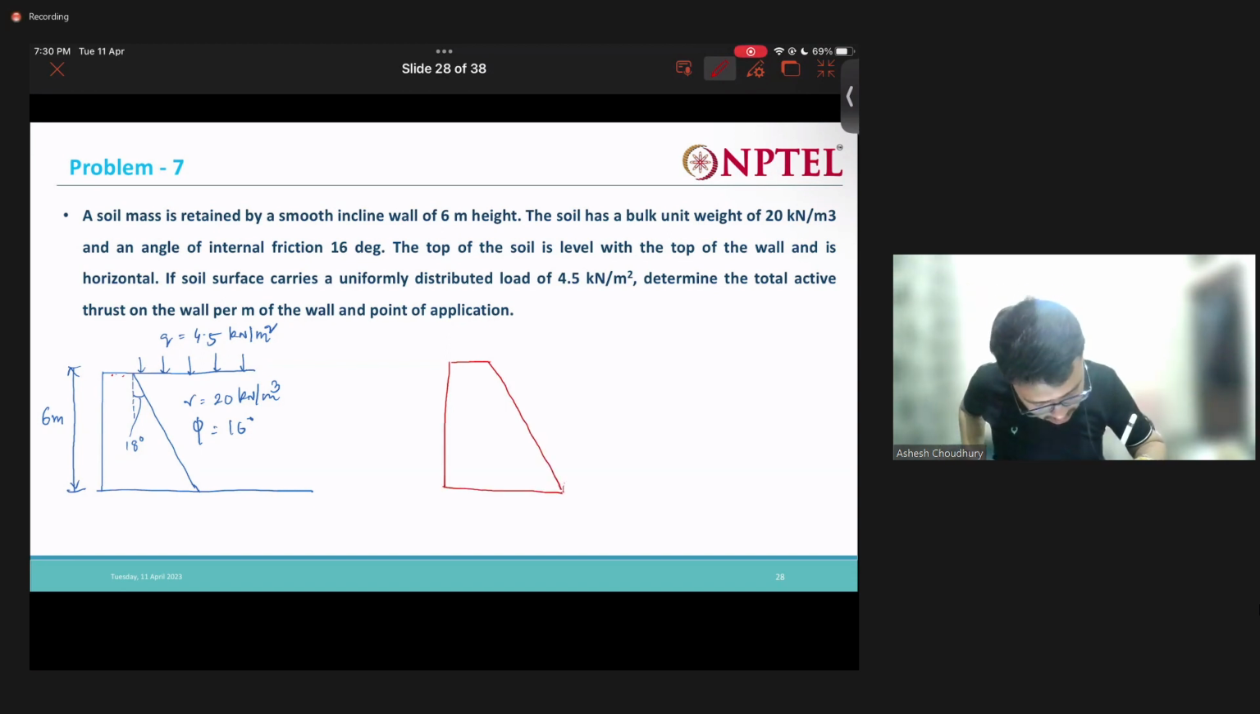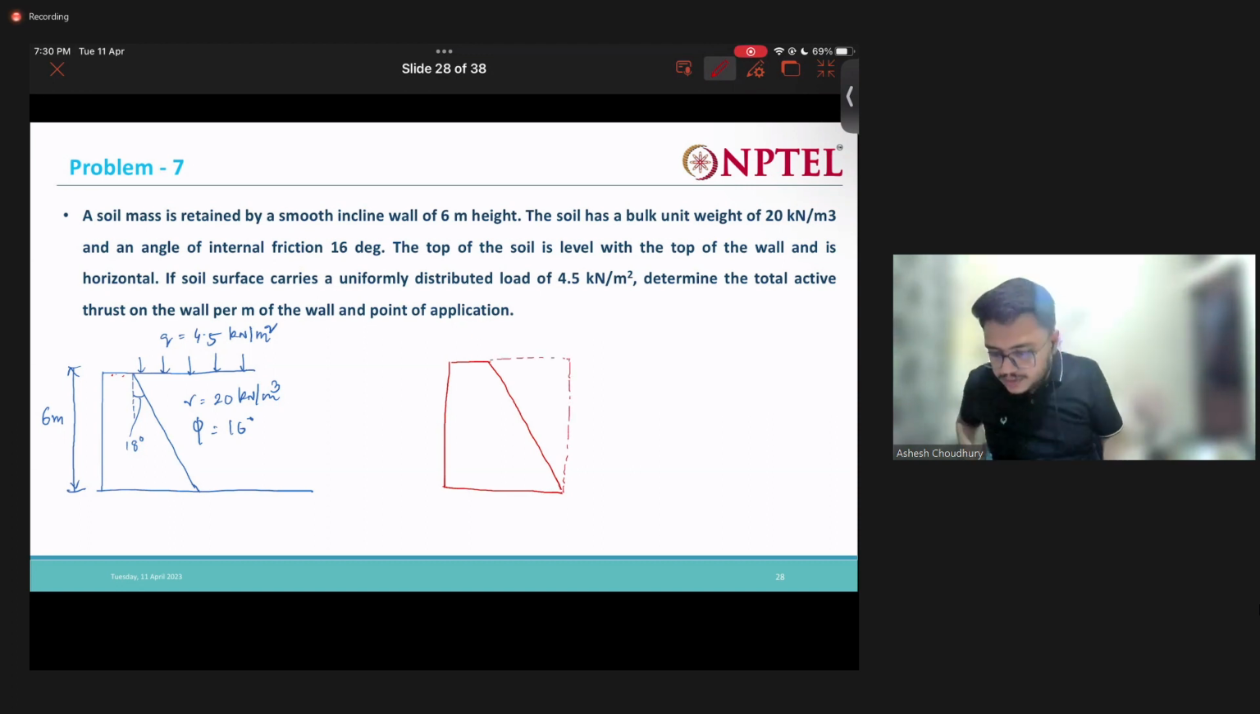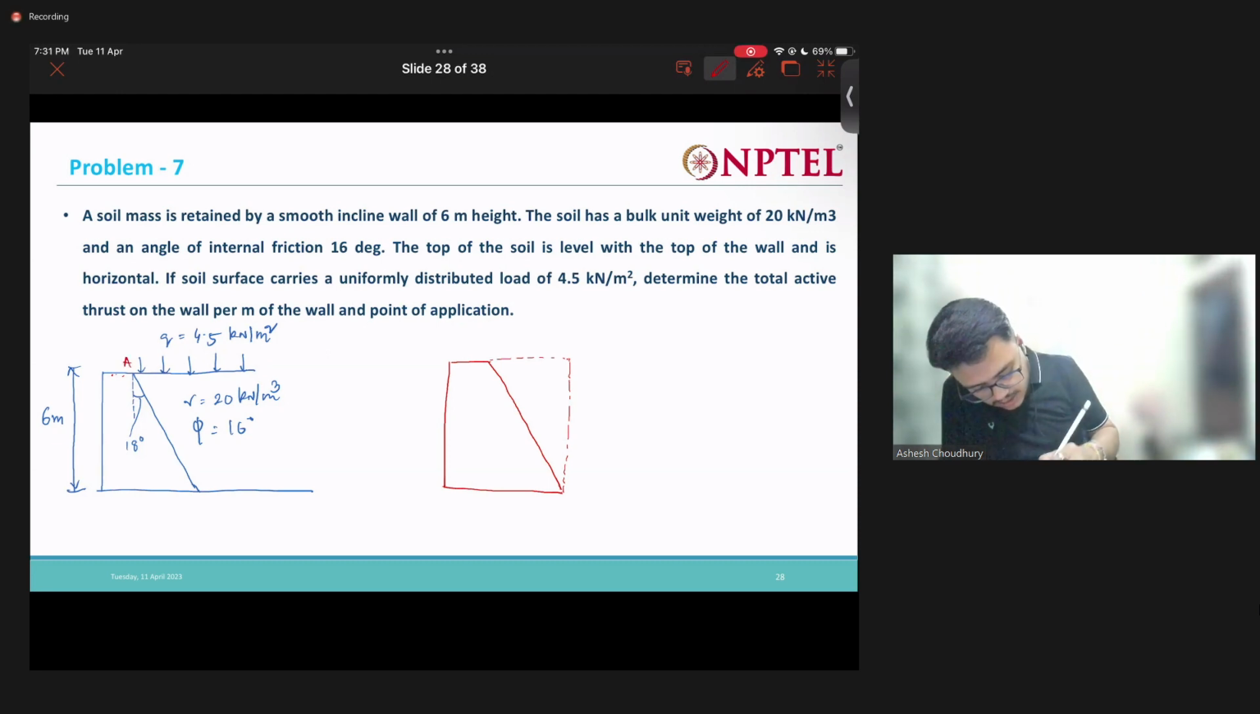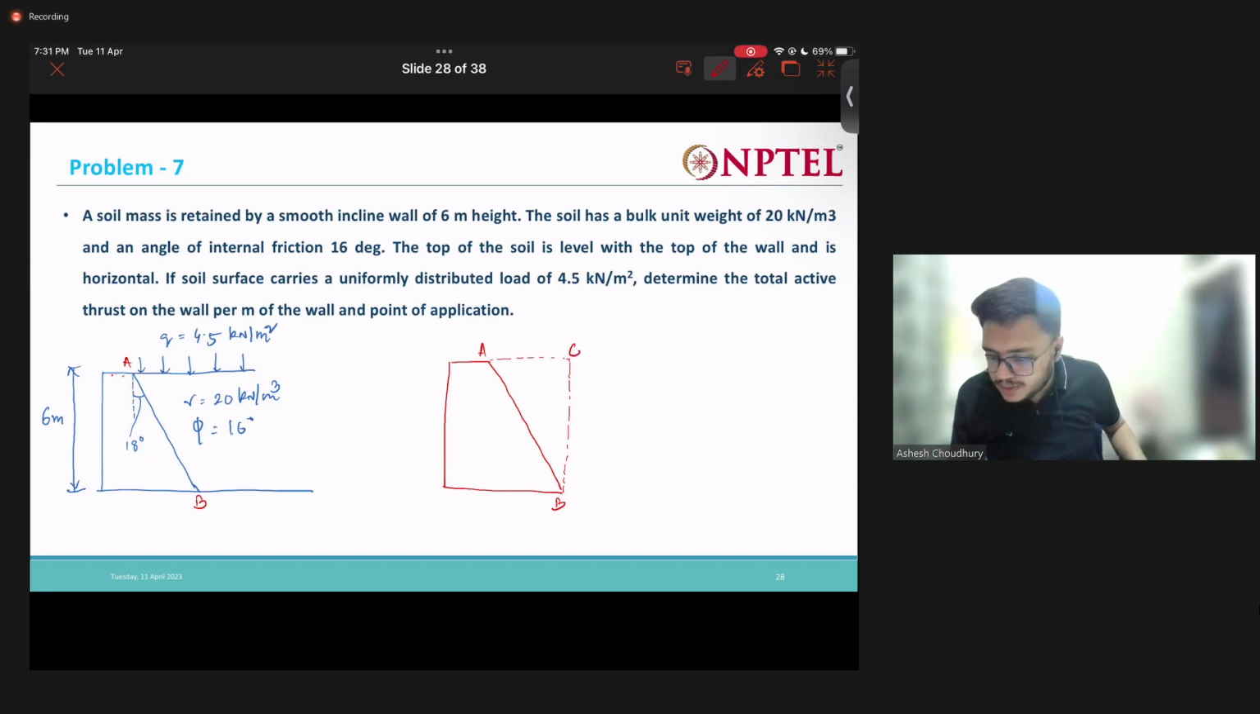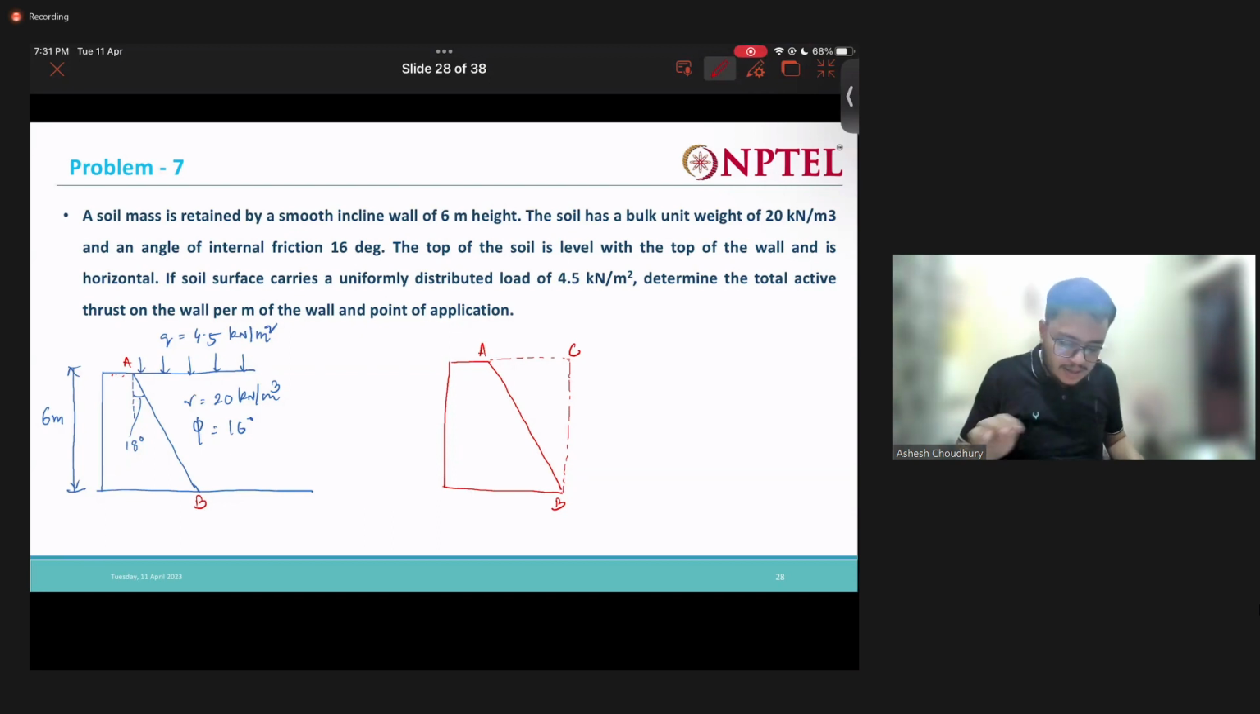Next I will make this imaginary. I will draw this and make this straight. So this is A, this is B, and I will call this C. What we will be trying to do is determine the total active thrust on this imaginary vertical wall BC. Then in the ABC portion some soil is there, soil will be retained. So that weight of the soil we will take, and that P value we will take the resultant. Then we will find out the resultant P.